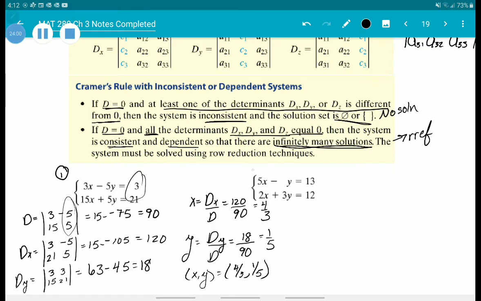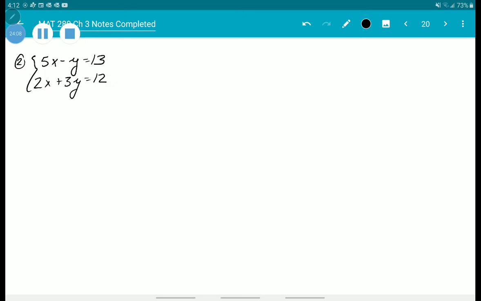So if we look at that second one, I'm going to call this problem number 2. We have 5x minus y is equal to 13, 2x plus 3y is equal to 12. So let's solve that one. It's going to work the same way. So d is equal to the determinant of 5, negative 1, 2, 3. So 15 minus 2, 15 minus negative 2 is 17.